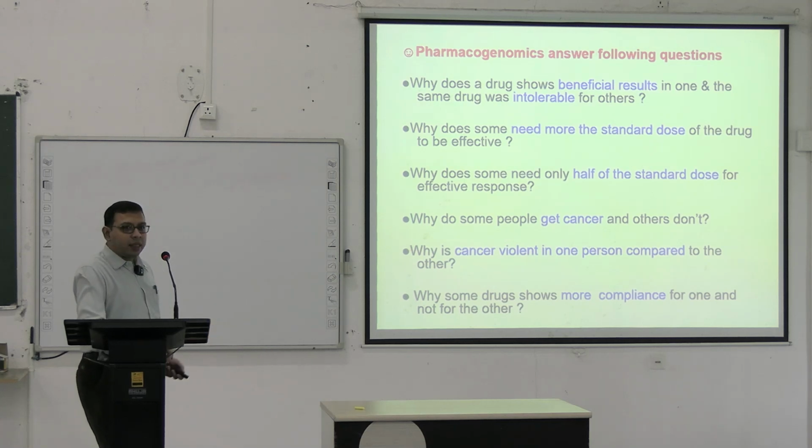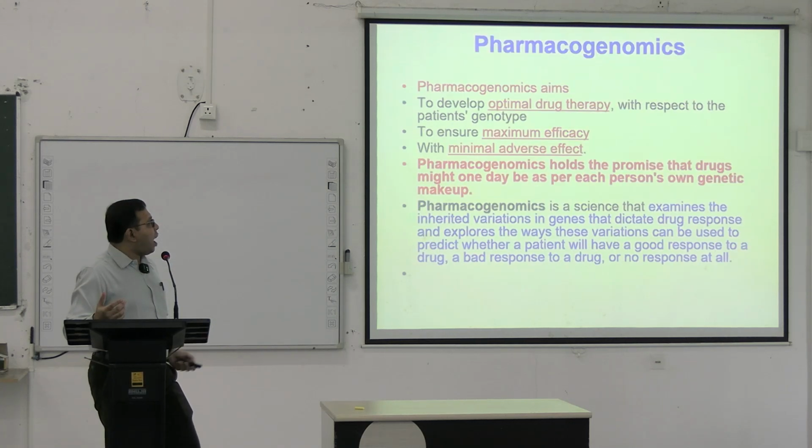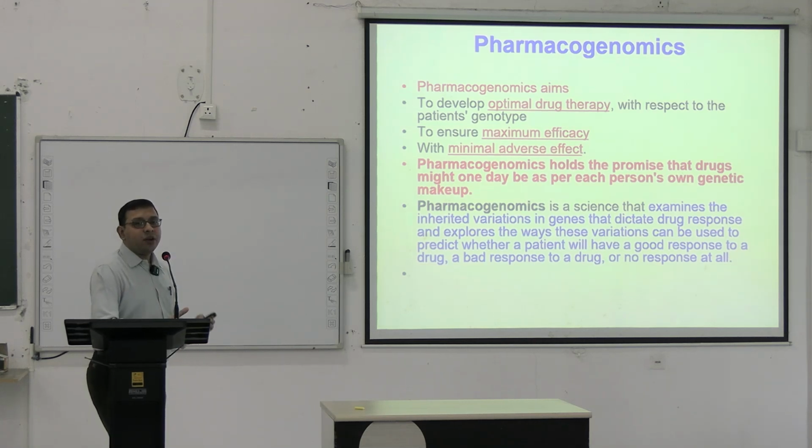Why do some people get cancer, others don't? Why is cancer violent in one person compared to another? Why do some drugs show more compliance? Again, this relates to the adverse effect. Compliance means the patient adheres to the treatment, continuing the treatment. Some patients cannot continue the treatment due to the adverse effect. So it aims at optimal drug therapy. Optimal drug therapy means the effectiveness will be highest and safety will be highest, to ensure maximal efficacy and minimal adverse effect. It holds the promise that drugs might one day be tailored to each person's own genetic makeup.